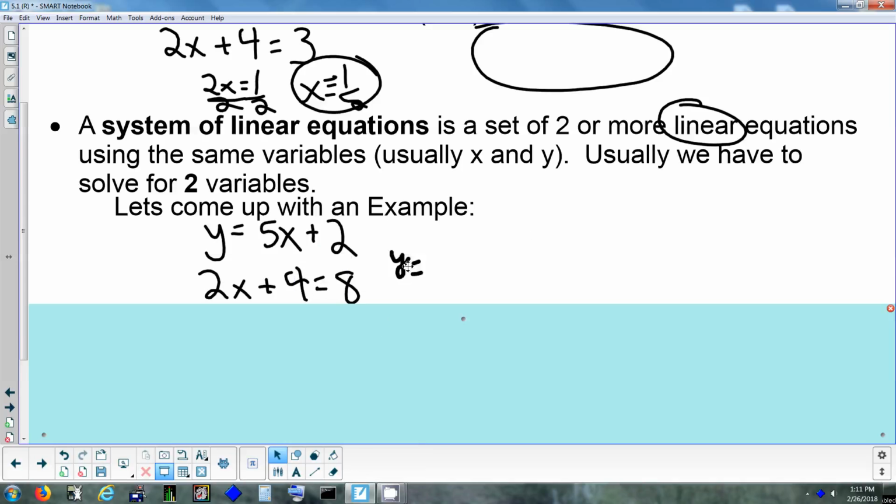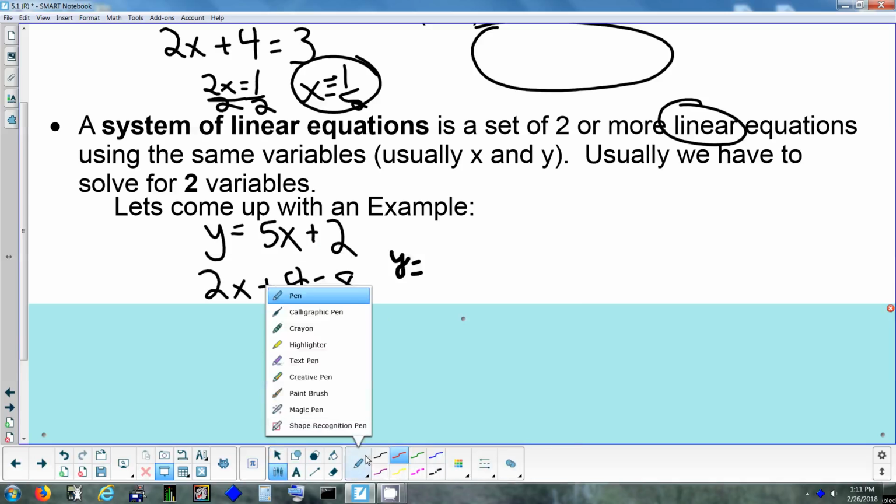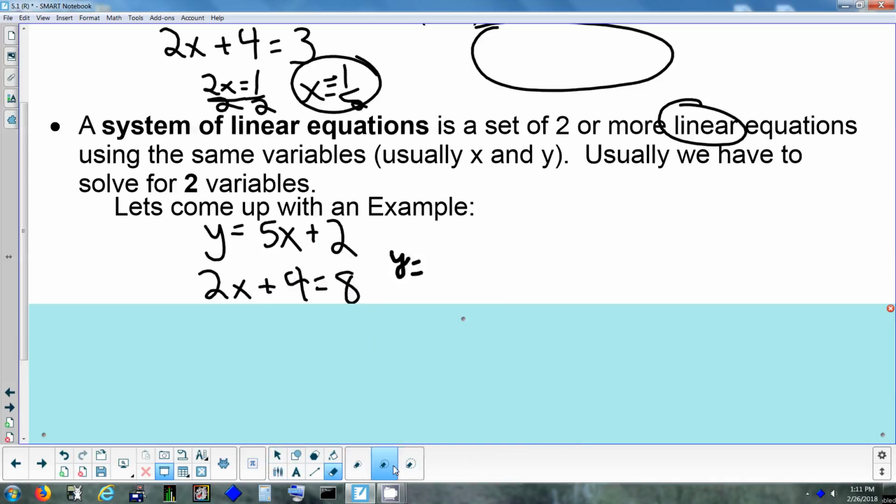Could I just go ahead and graph that? The top one, y equals 5x plus 2. Is that ready to be graphed? Yes, for the top one, we can graph that. Y is by itself, the x is in the right spot, everything's fine. I can graph that. But the bottom one is not, exactly.